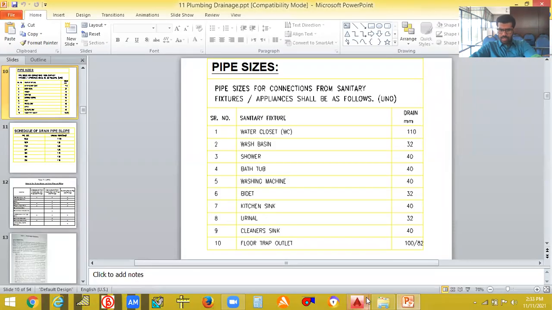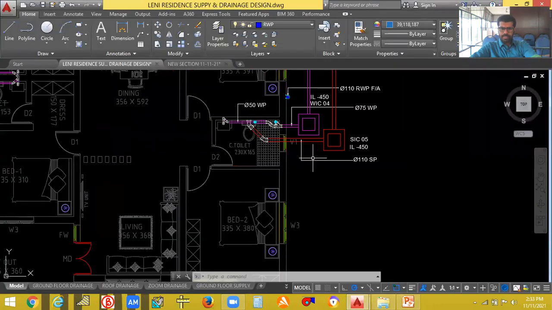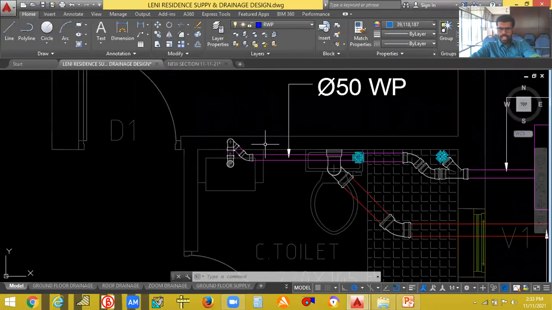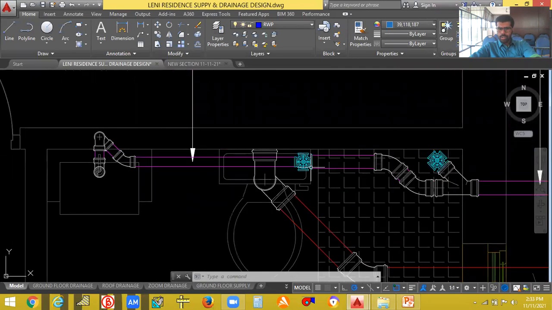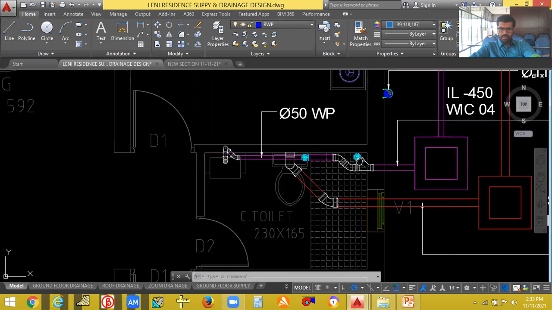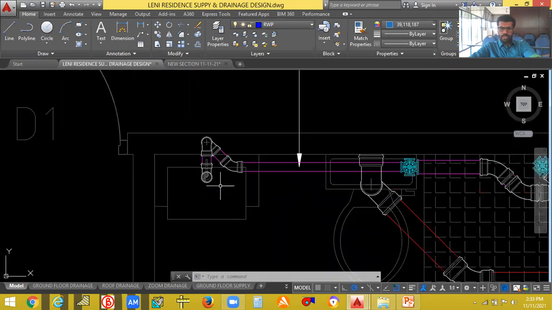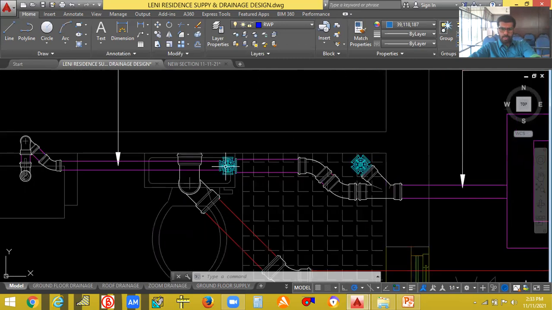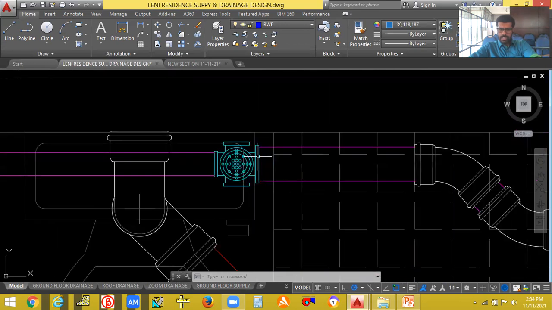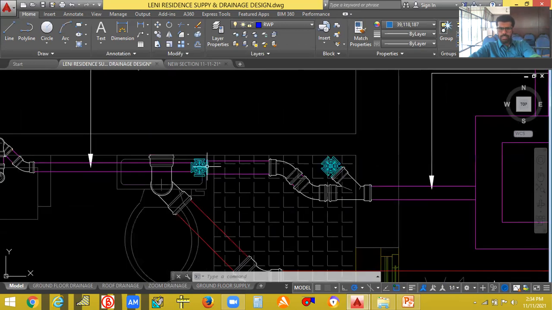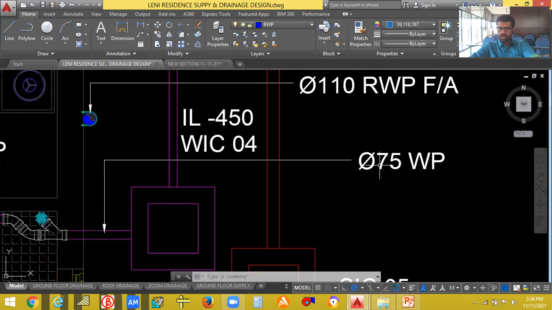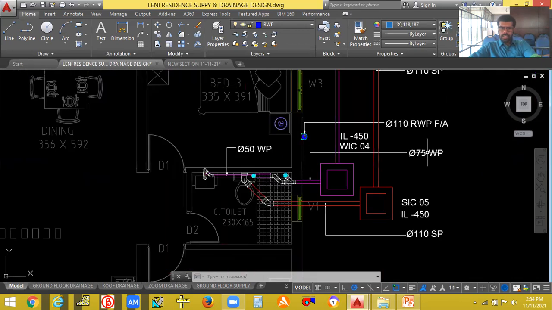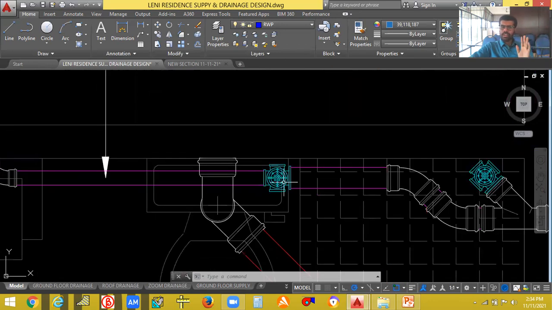So from the floor trap, as I have already said, the wash basin is directly connected to the floor trap. From wash basin to floor trap, the dimension is 50. But from this floor trap, you can see here, this is 50, and from here it is enlarging. The minimum should be 75. After the floor trap, it should be 75 diameter. Minimum should be 75. Okay.